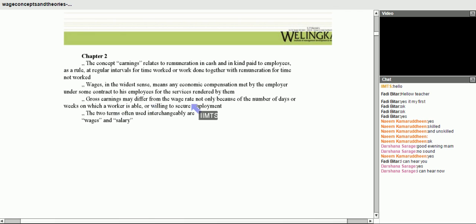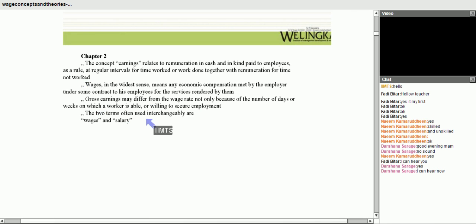So the gross earnings may be different from the wage rate, not only because of the number of days of weeks on which the worker is able or willing to secure the employment. The gross earnings may differ from person to person and labor to labor. It depends basically on the number of days you have worked in a week or in a month or whatever your mode of payment is. So depending on that, your gross earnings will vary.